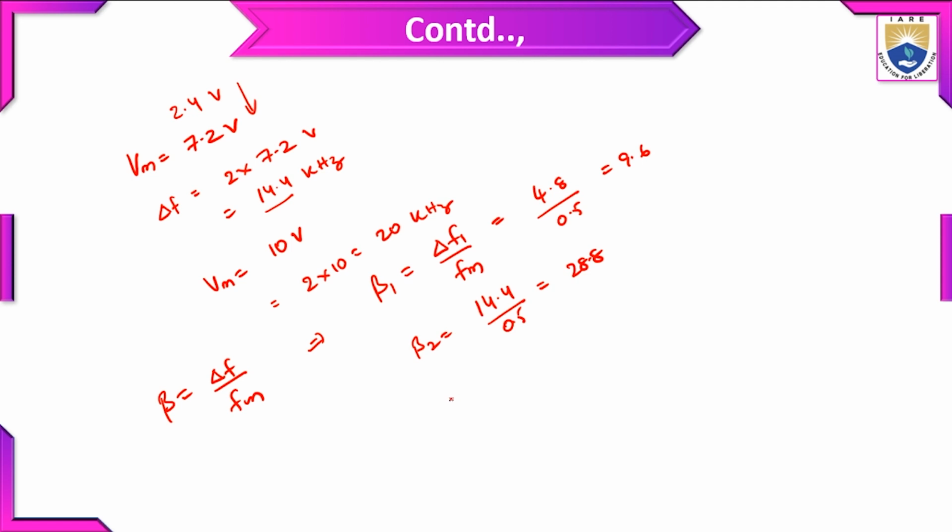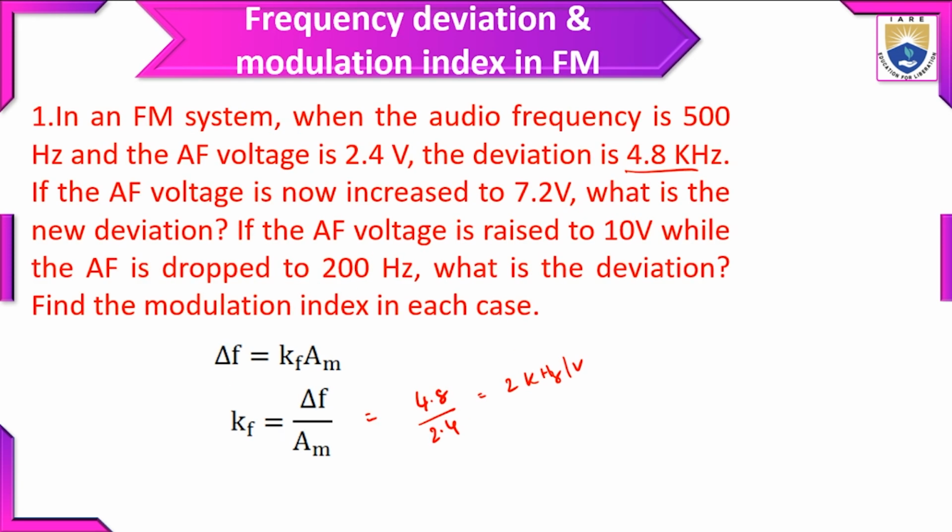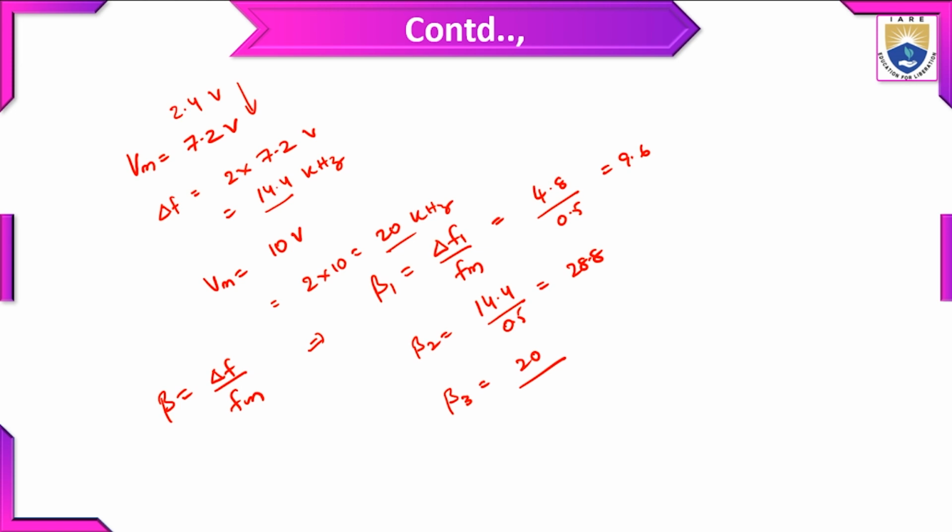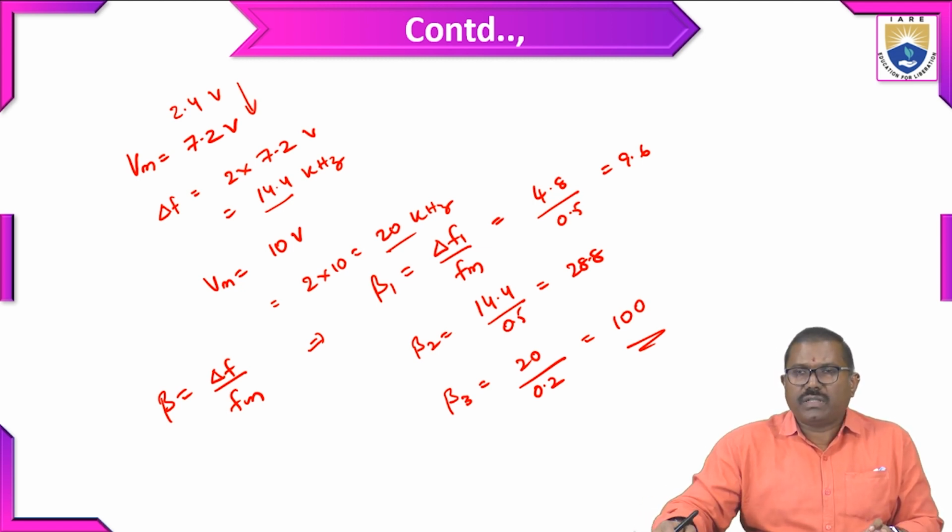Now the third case, beta 3. Here also delta F is 20 kilohertz, so 20 divided by Fm. Here the audio frequency is dropped to 200 hertz. In the last case, the audio frequency is dropped to 200 hertz, but initially it was 500 hertz. In the third bit, the AF is dropped to 200 hertz, that is 0.2 kilohertz. So here we get 100. So this is the output, the solution of this problem.